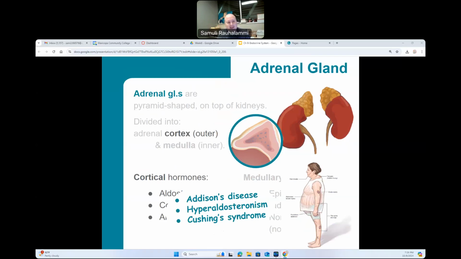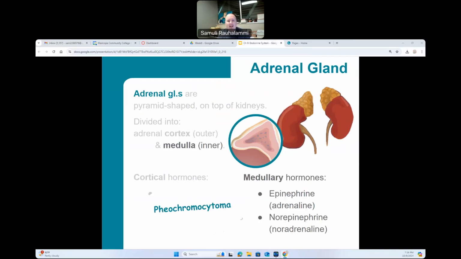So those were some examples of disorders that relate to hormones from the cortex of the adrenal gland. Let's have a look at adrenal medulla disease. The example that I've got here is pheochromocytoma. This is a rare tumor that develops in the adrenal glands, causing them to produce too much epinephrine and norepinephrine. The main treatment for this condition is surgery to remove the tumor. So that was our adrenal medulla disease example.